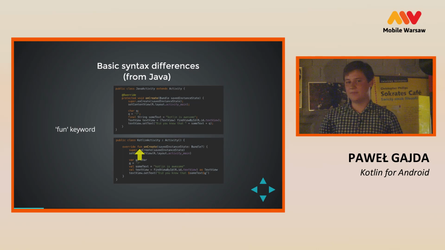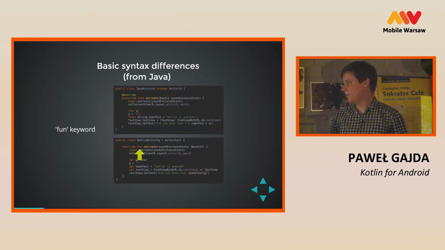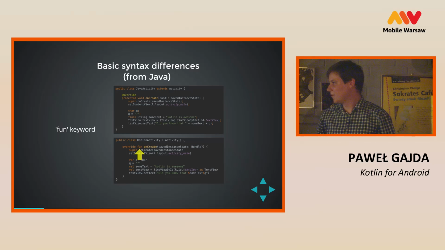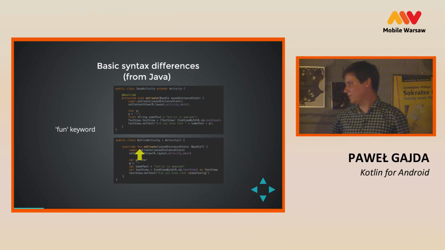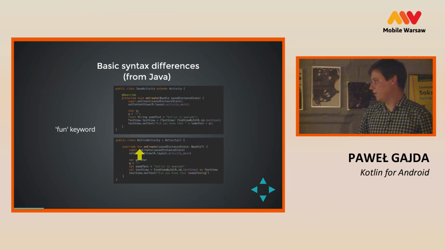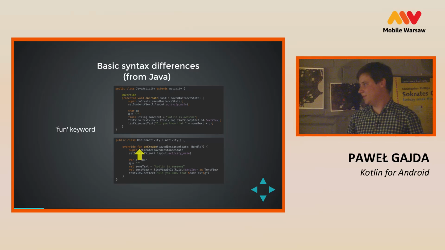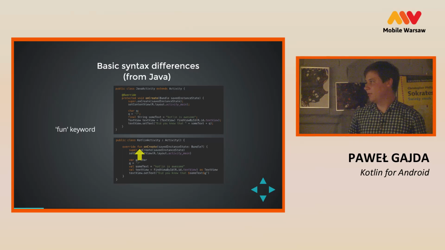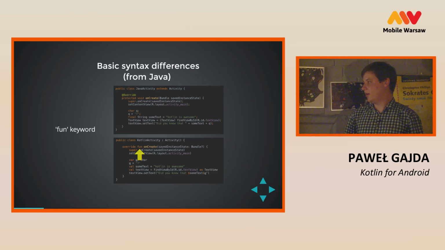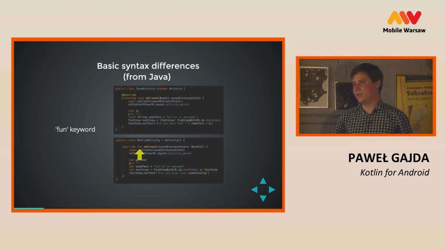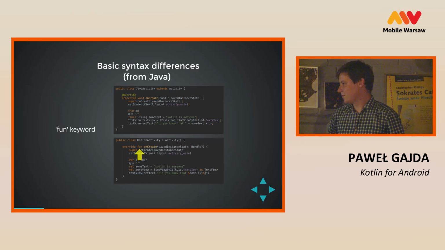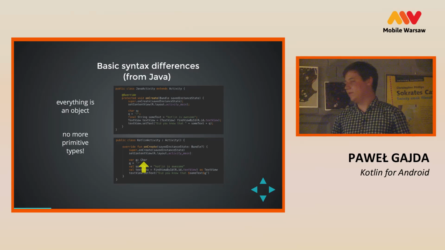In Kotlin there is a fun keyword before a method name instead of a Java-like return type, and the return type goes at the end of the method signature after a colon, before the curly braces. Here you don't see it because it's implicit, because the onCreate method doesn't return anything. Actually, in Kotlin it returns a Unit, and it might be implicit. That's why you don't see it. In Kotlin, everything is an object. There are no primitive types.